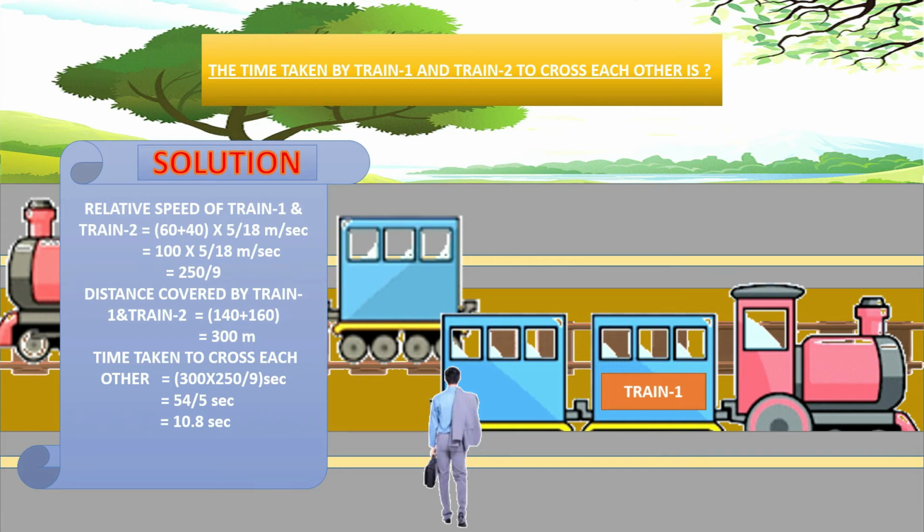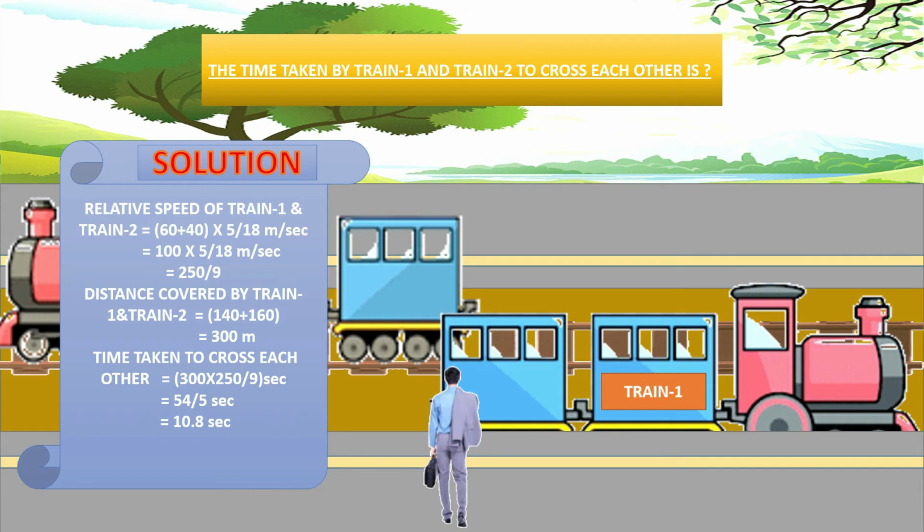The solution is the relative speed of train 1 and train 2. Already I explained earlier that whenever trains run in opposite directions, their relative speed will be the sum of their speeds.